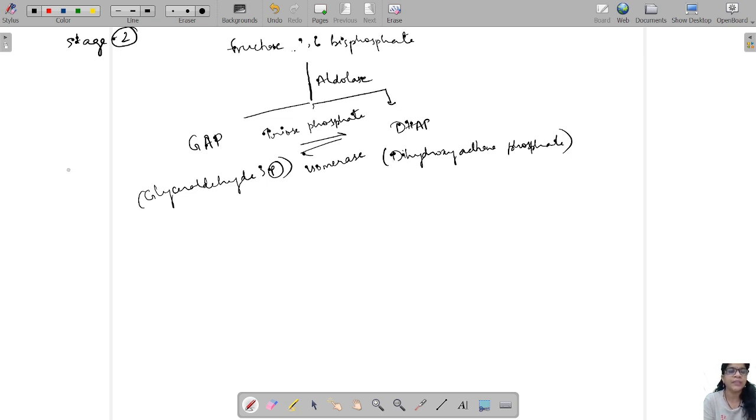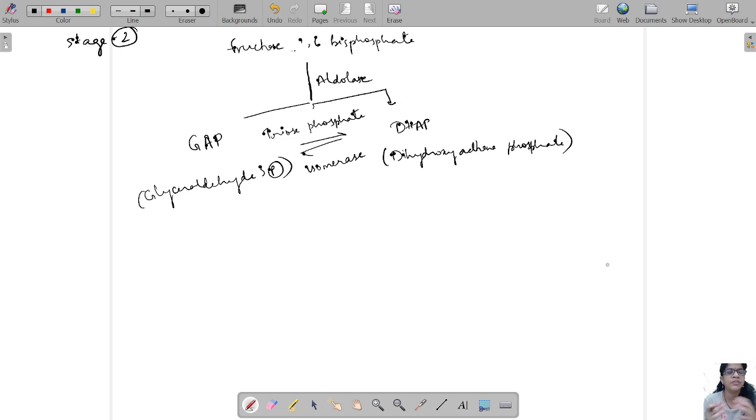So it's a 3-carbon compound. Fructose 1,6-bisphosphate gets converted into glyceraldehyde 3-phosphate and dihydroxyacetone phosphate. This glyceraldehyde 3-phosphate is a 3-carbon compound, and dihydroxyacetone phosphate is also a 3-carbon compound. So the fructose 1,6-bisphosphate is cleaved into two 3-carbon compounds. For every 1 molecule of glucose you will produce 2 molecules of glyceraldehyde 3-phosphate. Now this is catalyzed by an enzyme called triose phosphate isomerase.